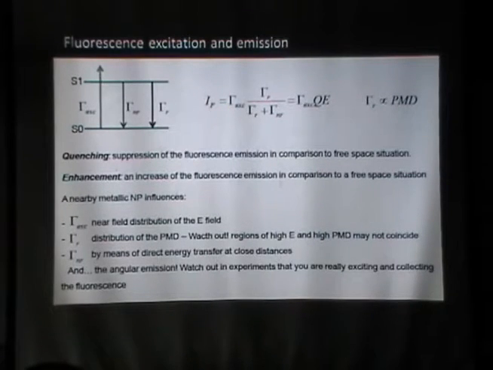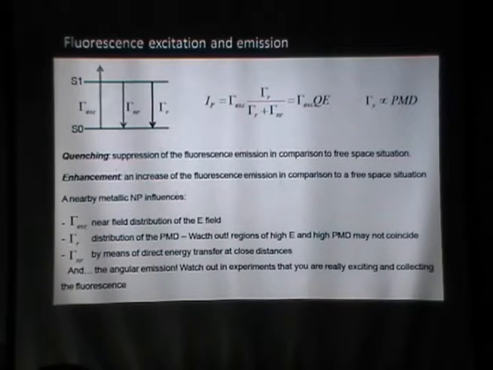So if we look for a fluorescent signal, or better said, the total intensity of fluorescence that is emitted, that would be the product of the excitation rate by the quantum efficiency, and that is the ratio of the radiative rate divided by all the decay channels. In this case, we consider only these two. Okay? And this radiative rate will be proportional to the photonic mode density.